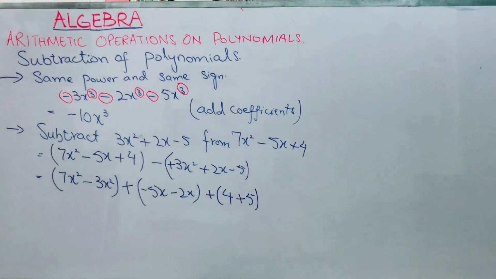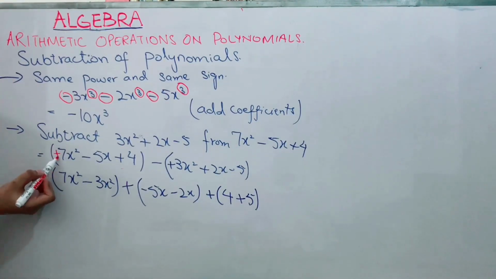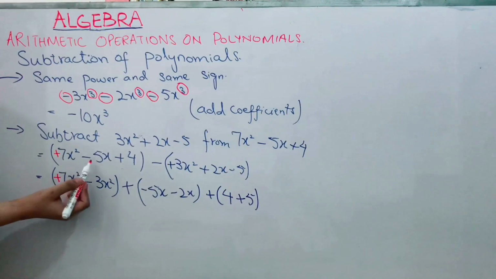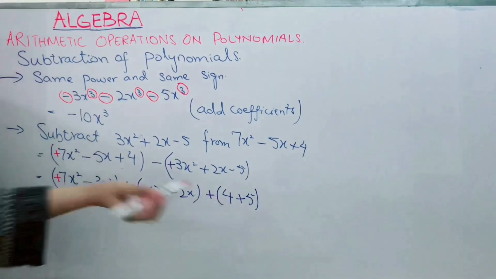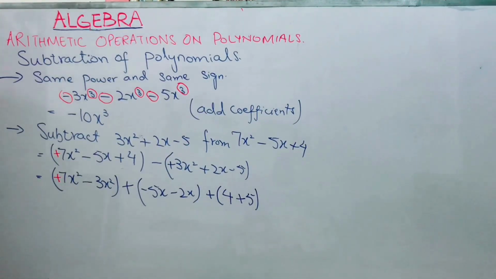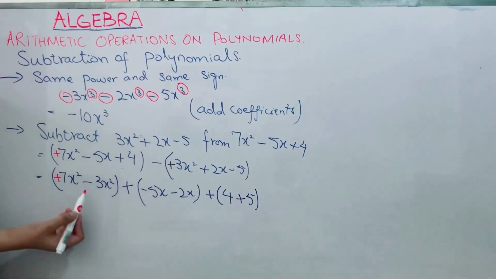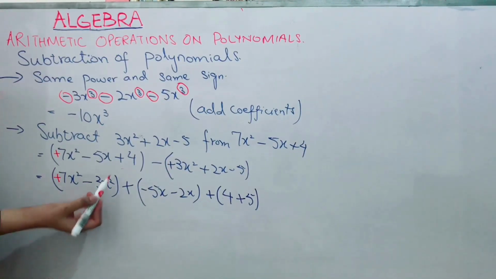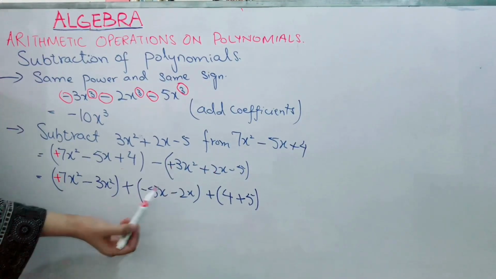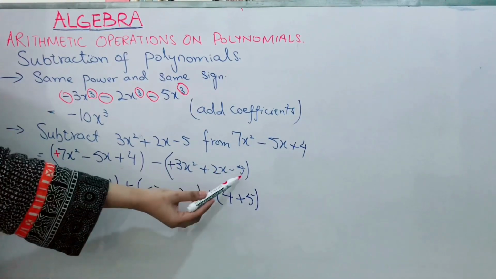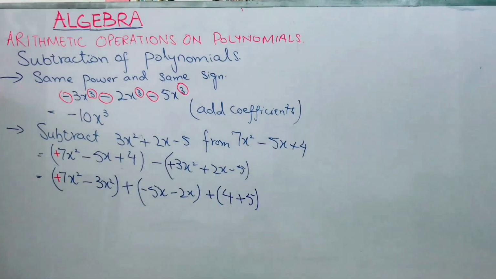I am repeating this step. The signs of your first expression will remain the same. As you can see, it was plus, it is still plus. It was minus 5x, it is still minus 5x. It was plus 4, it is still plus 4. But you have to change the signs of your second expression, right? It was plus 3x square, it became minus 3x square. It was plus 2x, it became minus 2x. Then it was minus 5, it becomes plus 5, right?